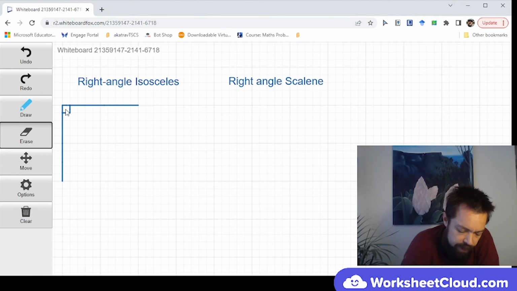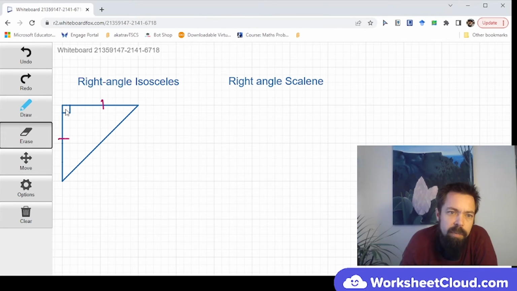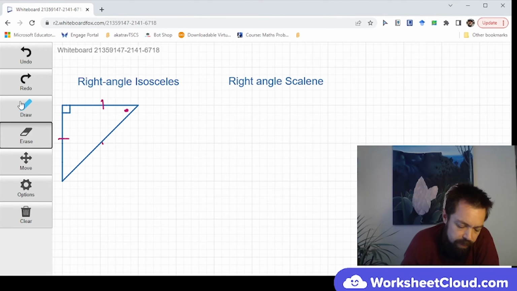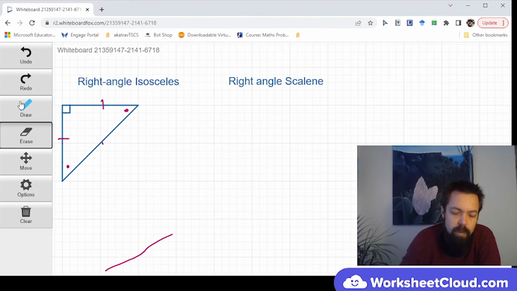All right, and finally I'm going to join those two together, and that's going to give me my triangle with these two sides being equal, making it an isosceles triangle, and these two angles being the same as part of the rules for an isosceles triangle. Okay, so we have a right-angled isosceles triangle.